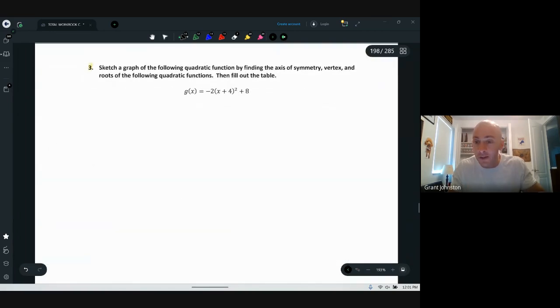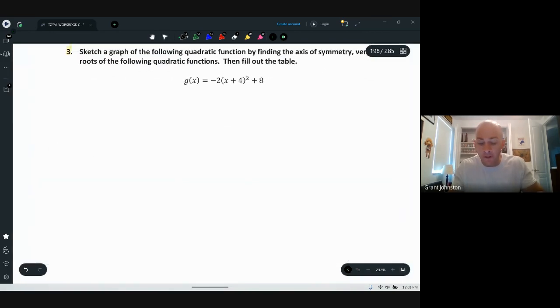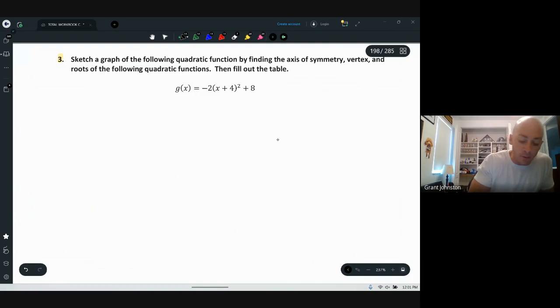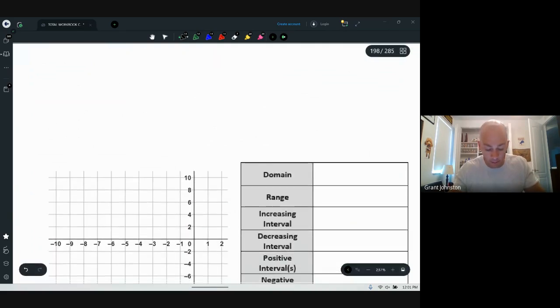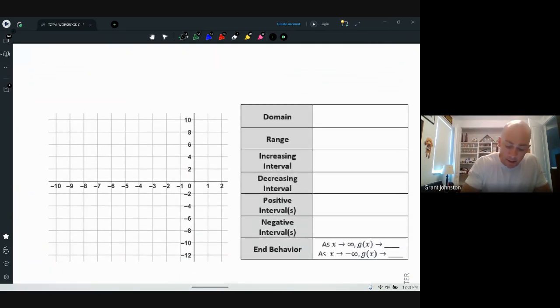So number 3, this one's in vertex form. So the vertex is easily identifiable. The vertex is going to be at, remember, the opposite of what's in the parentheses and then the number on the outside. So that'd be negative 4, comma 8. That's the vertex. So let me plot that here.